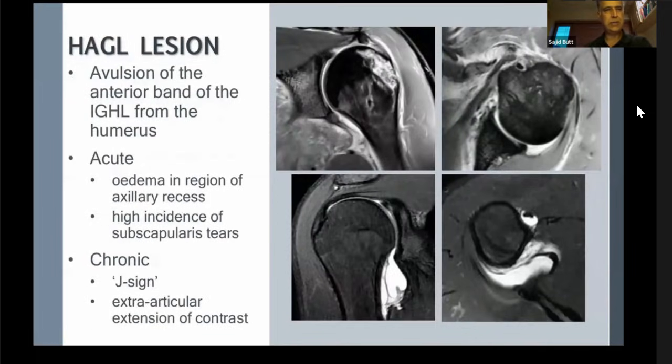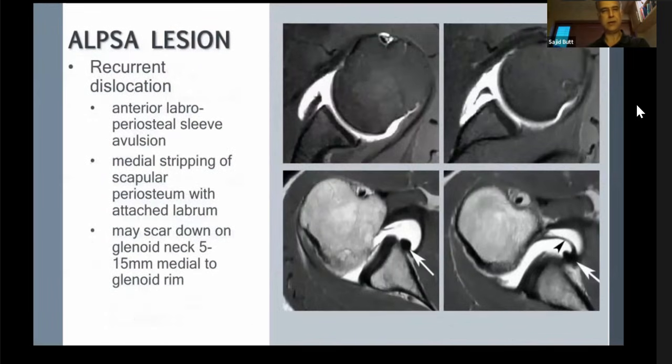A Hagl lesion is avulsion of the anterior band of the inferior glenohumeral ligament from the humerus. So, coronal image: this patient has an area of bone bruising, and we can see that inferiorly you've got disrupted inferior glenohumeral ligaments attaching from the labrum. It should be going there, but instead it's gone into this J-shaped structure, and that's a classical appearance of a Hagl lesion. In the chronic patients, we can see that it's just going beyond that, and that structure which was keeping the joint capsule integrity is gone, and you've got a classic Hagl deformity.